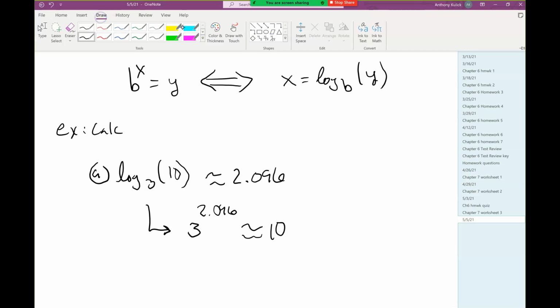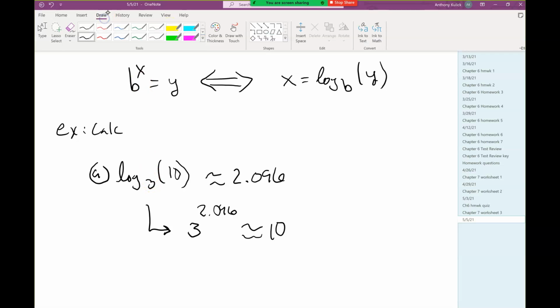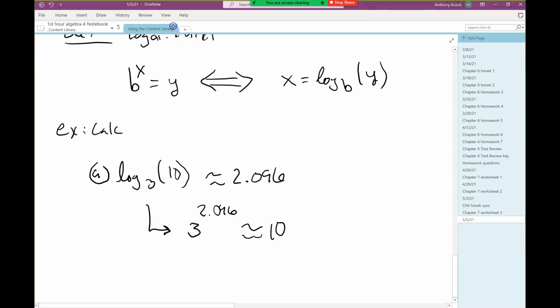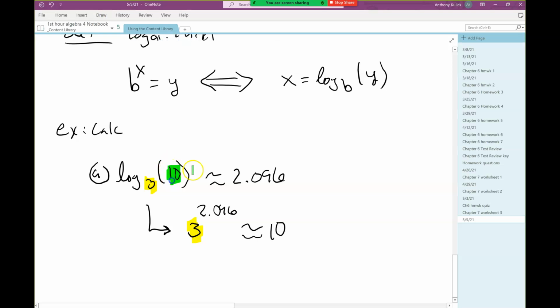So the base on the logarithm is the base for the exponential. The argument in the logarithm is the solution to the exponential. And the solution to the logarithm is the exponent in the exponential.